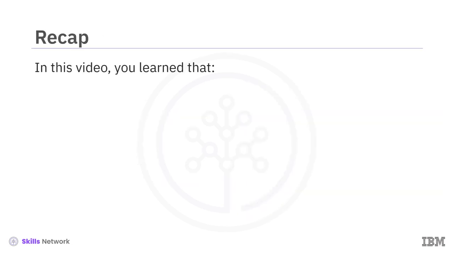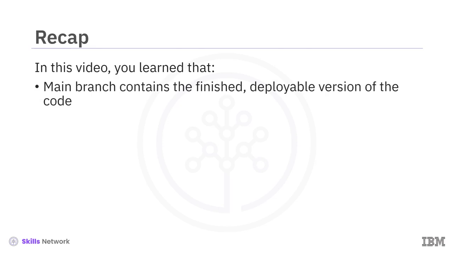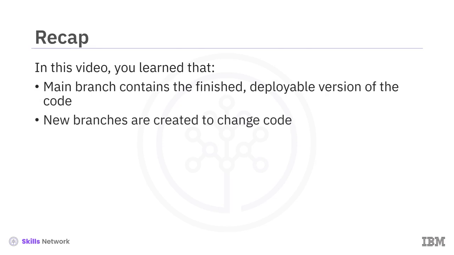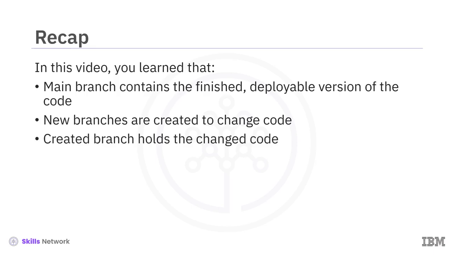In this video, you learned all files in GitHub exist on a branch. The main branch contains the finished, deployable version of the code. Create new branches when you need to change the code. The new branch starts as an exact copy of the original branch. As you make changes, the branch that you created holds the changed code. More than one branch can be undergoing changes at the same time.